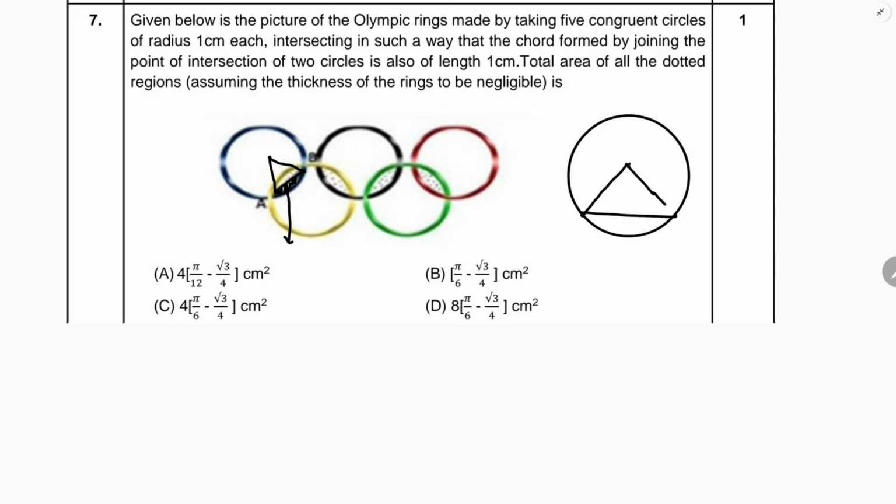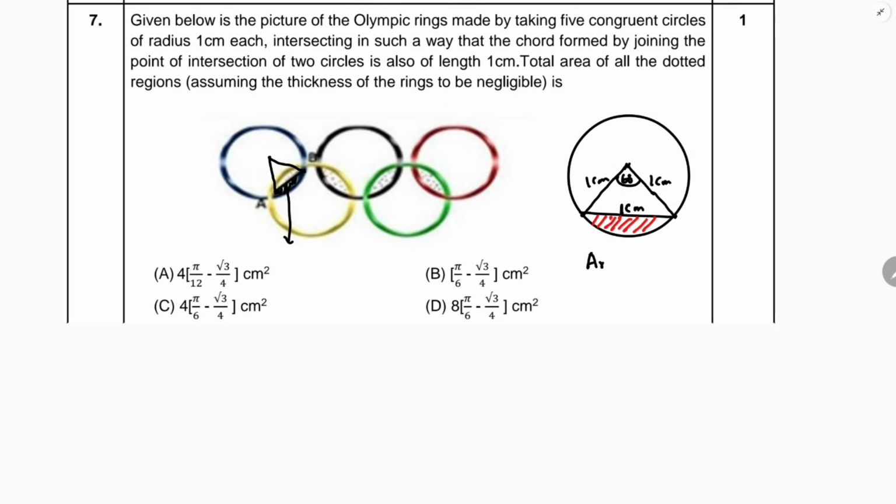This is the center. Here the radius is 1 centimeter, 1 centimeter, and this length is also 1 centimeter. So indirectly we got an equilateral triangle, so this angle will be 60. Here the shaded part is one part. Like this we have 8 parts. In 4 regions we have 8 parts. So I'll find the area of this one part.